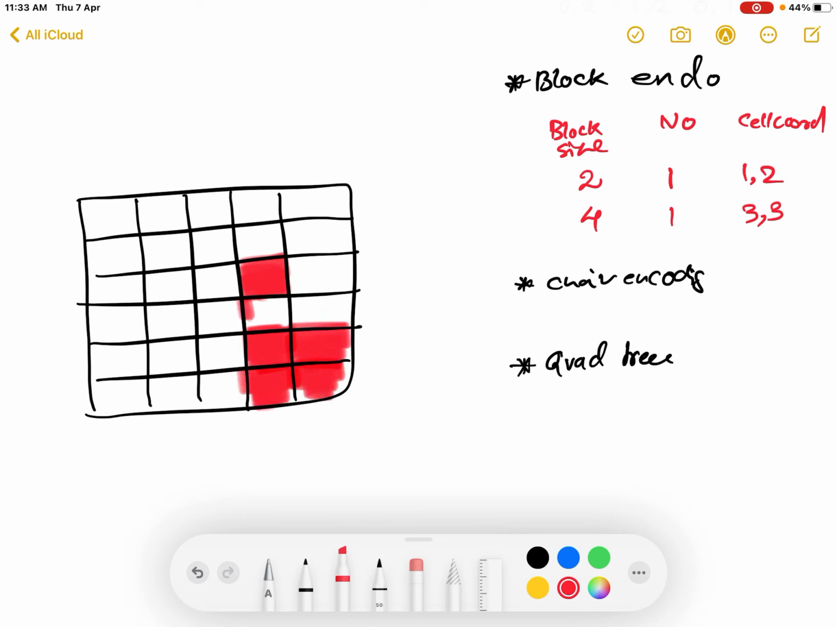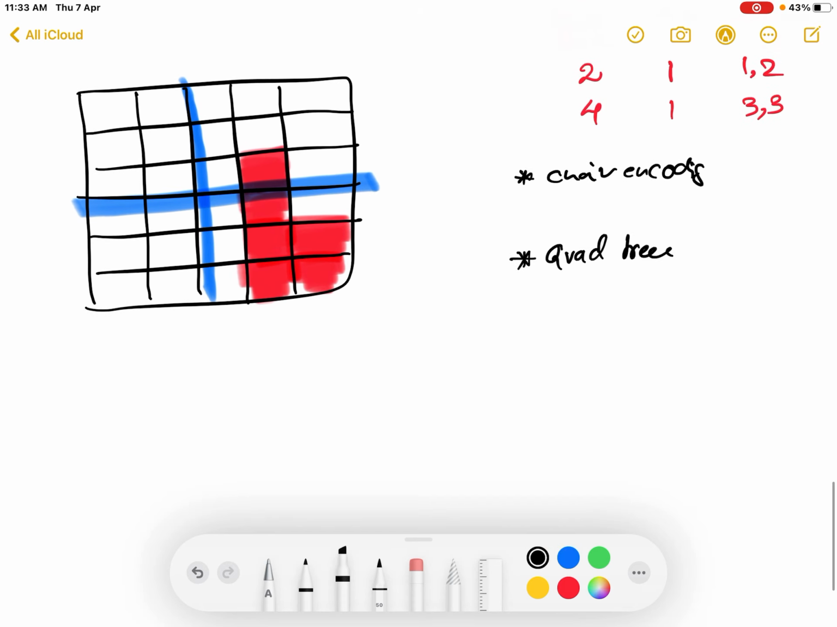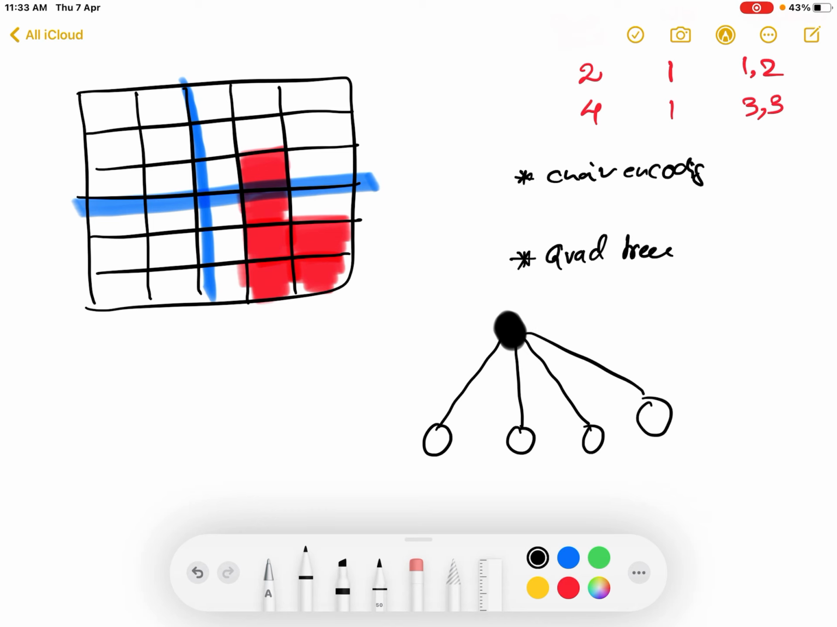This is the grid, and these are the shaded regions in this. What we will be doing is dividing the cell into 4 equal parts. Then we will represent this in a quad tree. That is, if this is the base cell, it will be divided into 4.